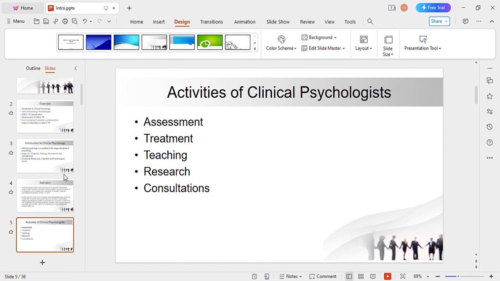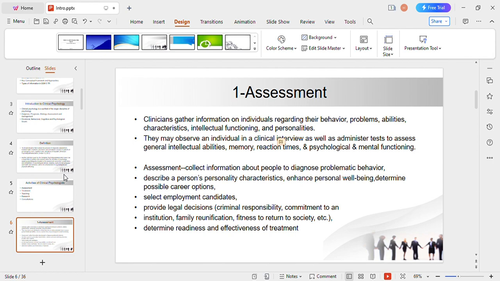Okay, so briefly we shall be discussing the activities of clinical psychologists. Basically, clinical psychologists perform a versatility of functions, but here I shall be discussing the 5 key roles or activities of clinical psychology. And the very first activity the clinical psychologists perform is assessment. Clinical psychologists gather information on individuals regarding their behavior, problems, abilities, characteristics, intellectual functioning and personality. It is very much important.